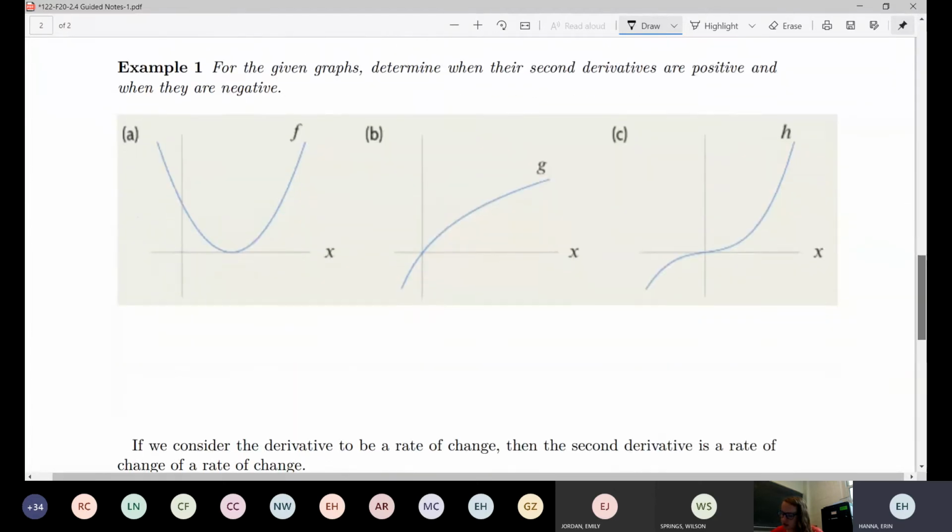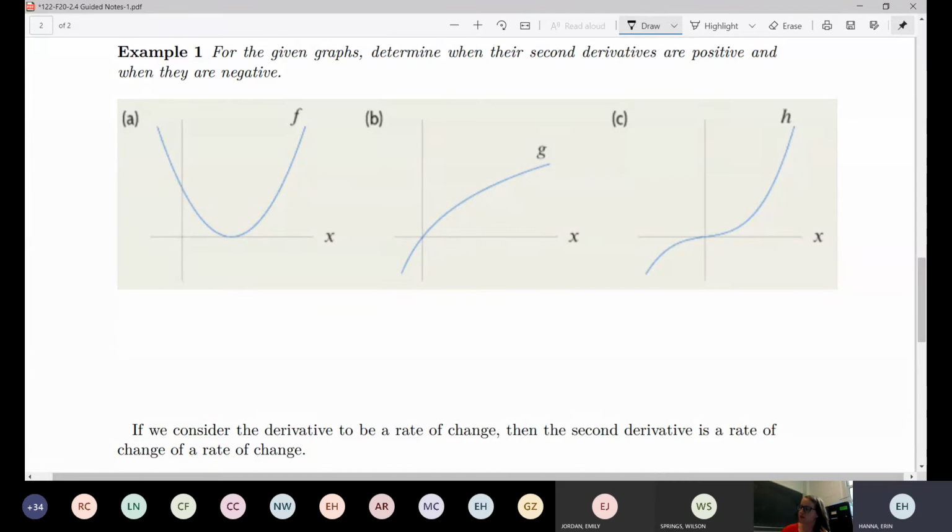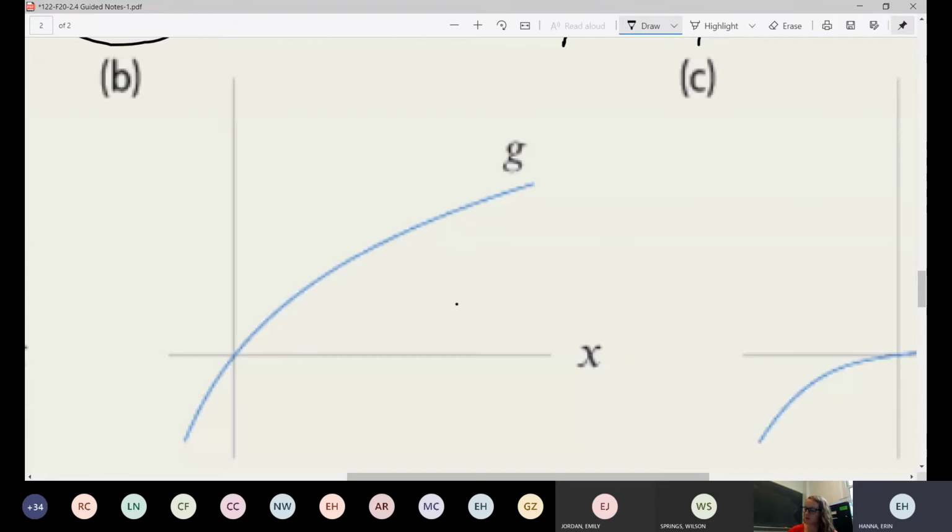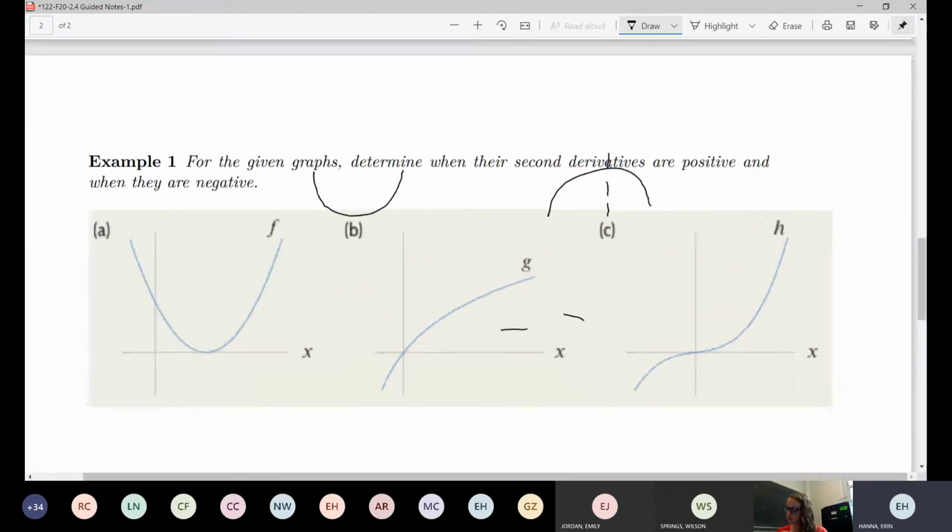So let's look at these graphs and determine where their second derivatives are either positive or where they're negative. So we have our concave up and concave down options. And I'll just kind of keep them up here.